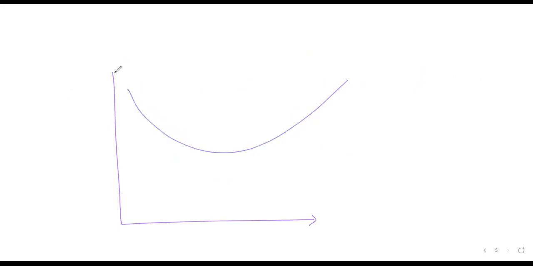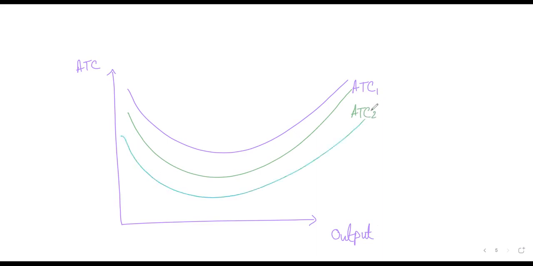So you have a U-shaped ATC like this. On the y-axis, you have average total cost. On the x-axis, you have output. So let's say this is ATC 1, one possibility where the company can operate, and then you have another possible ATC that is lower than this, let's say ATC 2, and then another ATC where the company can operate, let's say ATC 3. If the business is operating on the lowest possible ATC curve, it means that you are minimizing your cost of production. So think about this.